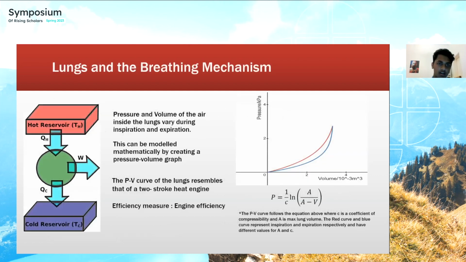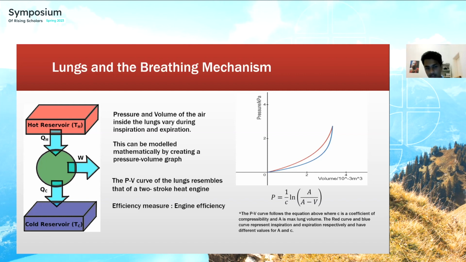The first component was lungs and the breathing mechanism. In order to parameterize this, I modeled the lungs as a heat engine. This is because when I graph the pressure volume curve, which is here on the right, it largely resembles a two-stroke heat engine. A heat engine works as per this diagram on the left. It supplies heat, some of which is transferred into useful work. The rest is expelled as useless heat. And if you think about it, the lungs work in a very similar fashion. You breathe in some air, some is used in respiration, the rest you breathe out.